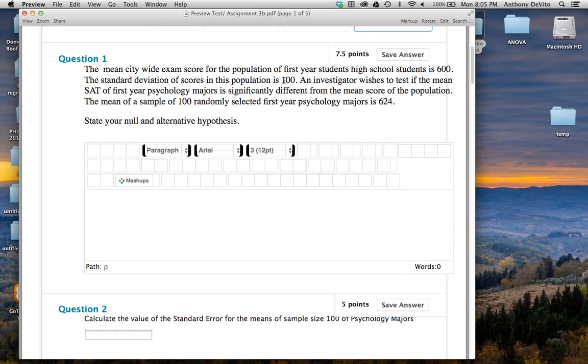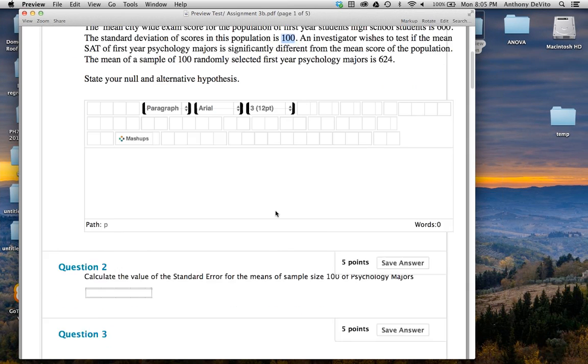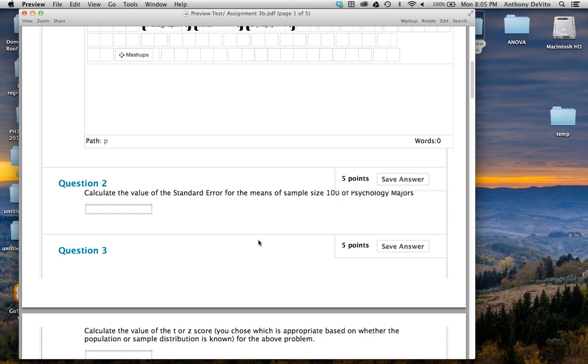Calculate the value of the standard error for the means of sample size 100. Well, we know that the standard deviation is 100. Sigma over the square root of n is our standard error. So 100 divided by the square root of 100 is 100 over 10. So the standard error is going to be 10.